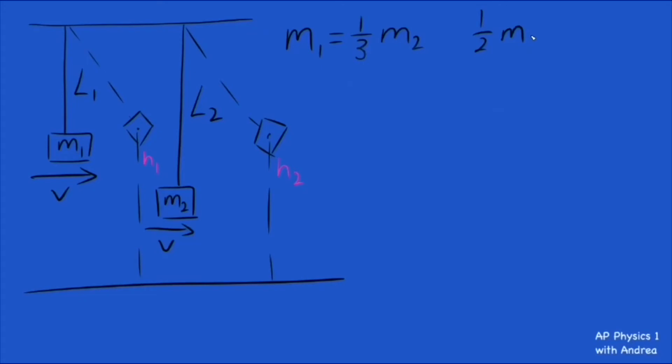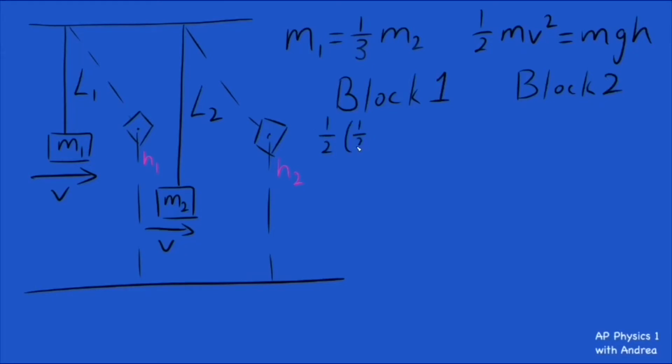Now, for each system, we put the mechanical energy at the start, when the velocity was at its maximum, equal to the mechanical energy at the maximum height. So you know that the mass at the start state only has kinetic energy, while the mass at the maximum height will only have potential energy.